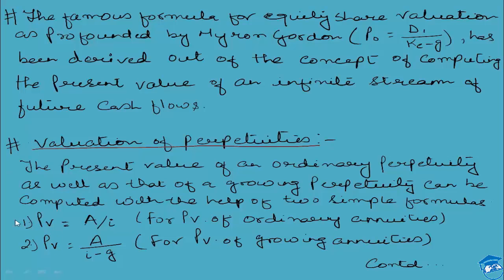So, for the first condition, for calculation of present value of ordinary annuity or perpetuity, the formula is present value is equal to A upon I. While in the second case, for calculating the present value of a growing annuity, we shall be finding the present value is equal to A upon I minus G.